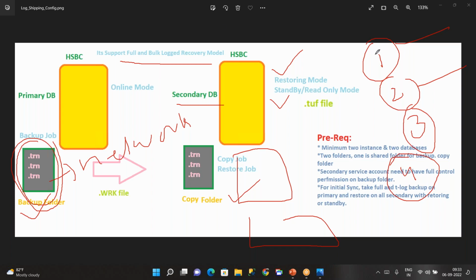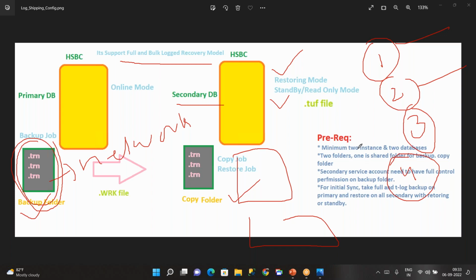What is the first point? Two instances, two databases minimum. Second point, your recovery model should be full or bulk logged. Third point, secondary always in the restoring mode or standby mode.